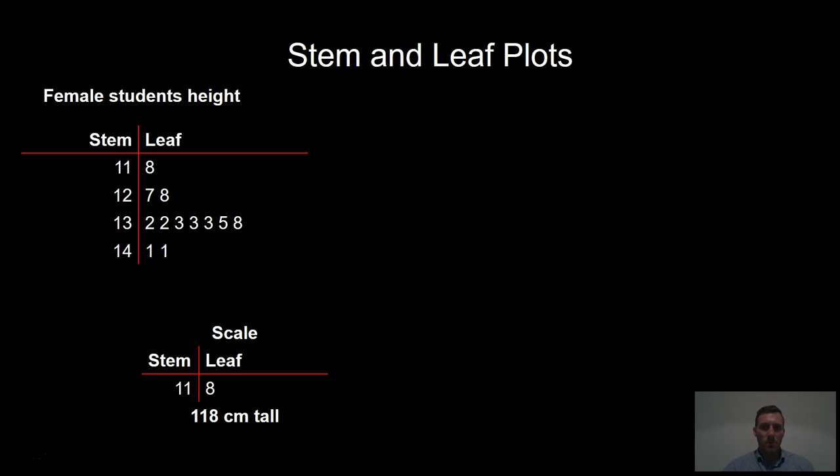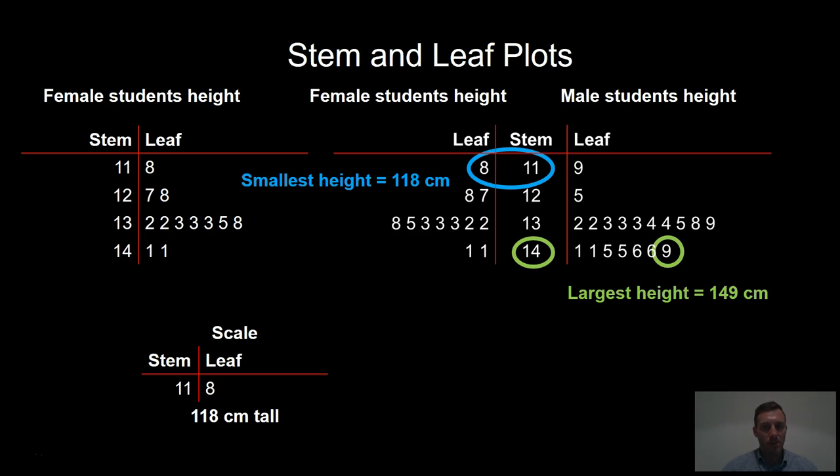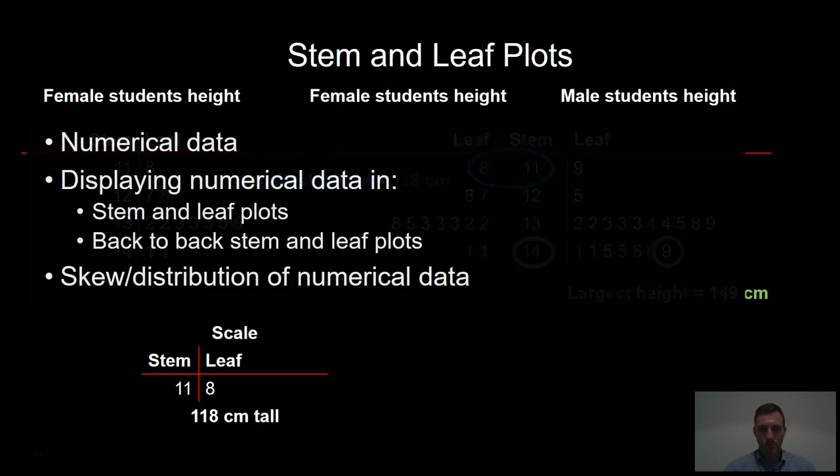Similar to the previous example, we can compare female data to male data in a back-to-back stem and leaf plot. Here, the smallest student surveyed was a female student. She was 118 centimeters tall. And the tallest student was a male student that was 149 centimeters tall. And that's taken from the last data point on the male side of the stem and leaf plot.